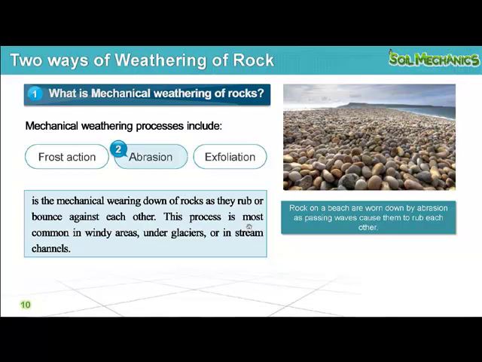So abrasion is the mechanical wearing down of rock as they rub or bump against each other. The process is most common in windy areas, under glaciers, or in stream channels. If you visit a stream channel, you can see rock nearby has a round shape, like in this photo, due to abrasion. Rocks on a beach are worn down by abrasion as passing waves cause them to rub against each other, as in the photo.